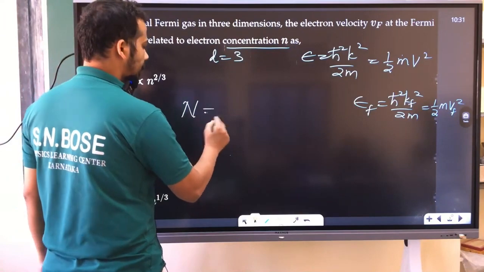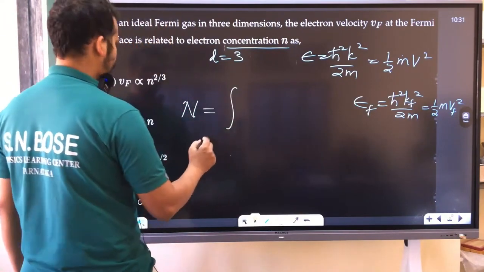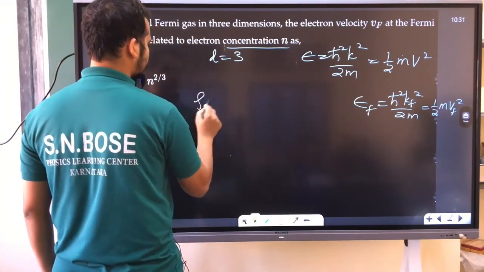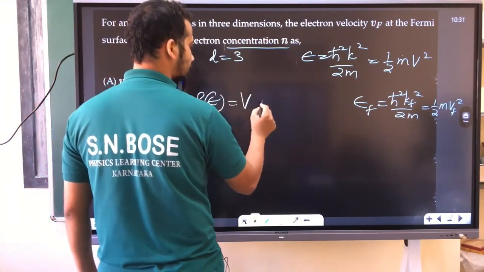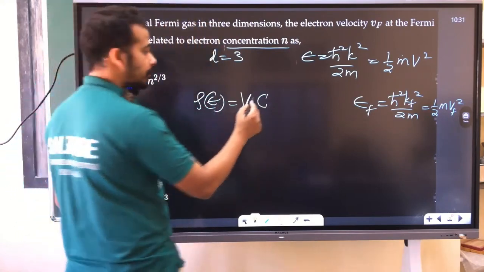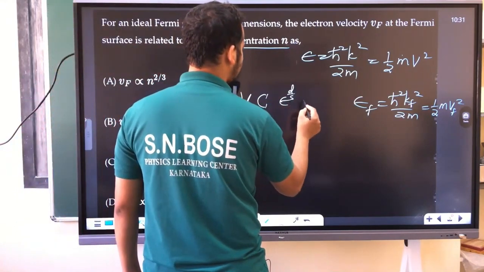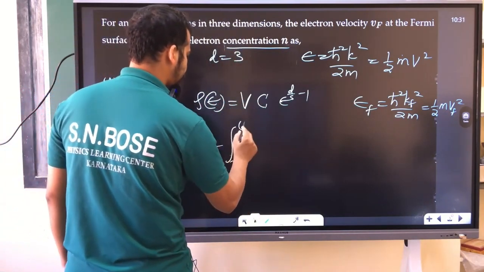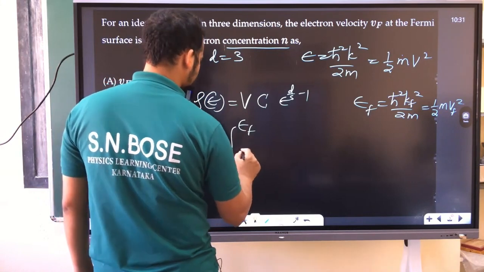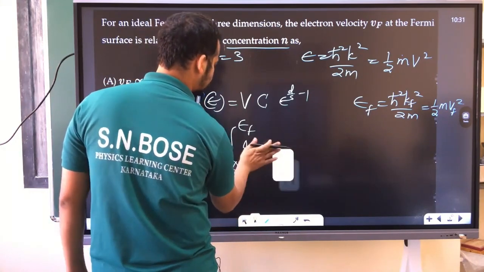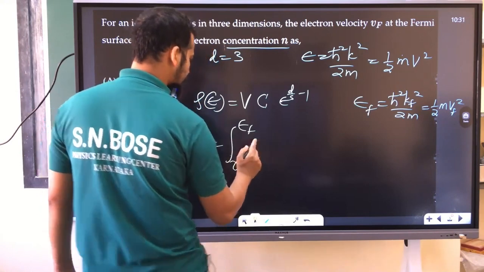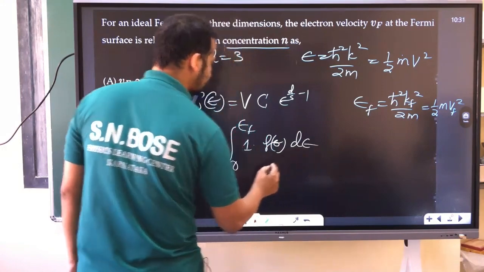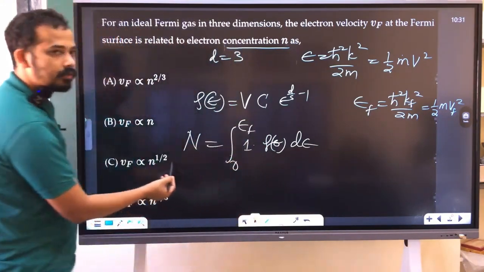What you can do? N is equal to the integral of... or you can first define ρ(E). ρ(E) is equal to volume. You need a volume term, into E^(d/2−1), and you can use this one. N is equal to the integral from 0 to EF, where f(E) is equal to 1, into ρ(E) dE. You can do this one, and you can take the volume term here.